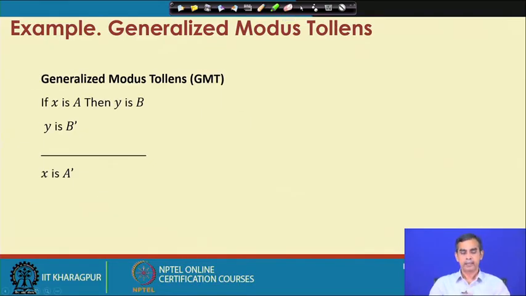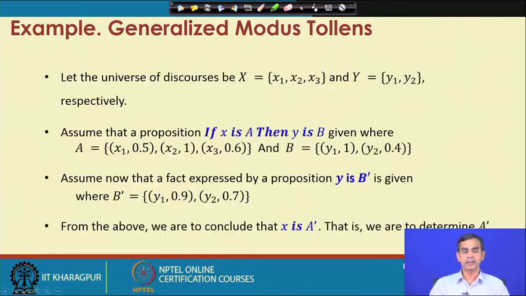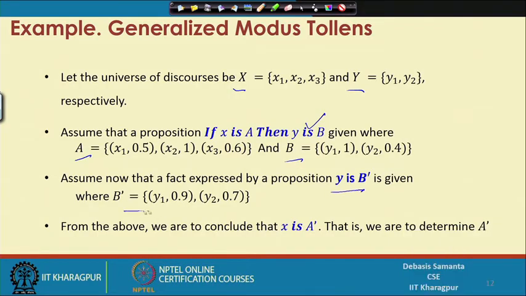Now, let us consider another example, of GMT. It is the same way; if we understood the GMP, then this is also equally easy to understand. Again, the same example I can use to illustrate the GMT. So, these are the two universes of discourse x and y, and this is the rule giving the relation between x is A and y is B, and A and B are the two fuzzy sets, given like this, and you are given y is B dash, where B dash takes this form, and we have to compute the proposition x is A dash.